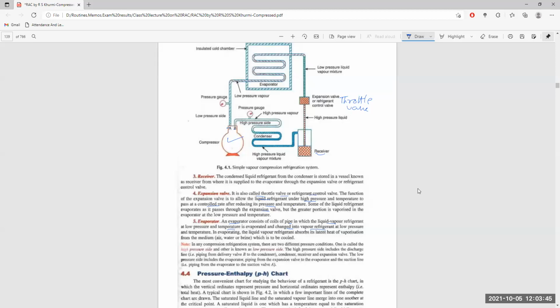Due to evaporation, it absorbs the latent heat of evaporation from the medium, say air, water, or brine, which is supposed to be cooled here. But there are two different pressure conditions: one is called the high pressure side, another is called the low pressure side. The high pressure side starts from the outlet of the compressor, goes to the condenser, where it releases heat, then to the throttle valve, where the pressure is reduced. So from the compressor outlet up to the throttle valve is the high pressure side.